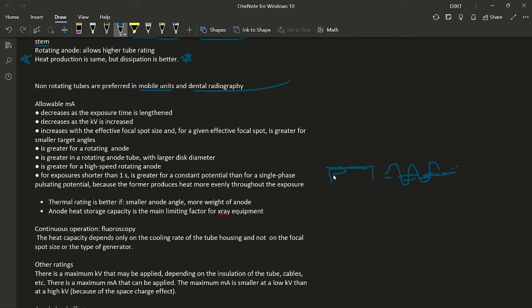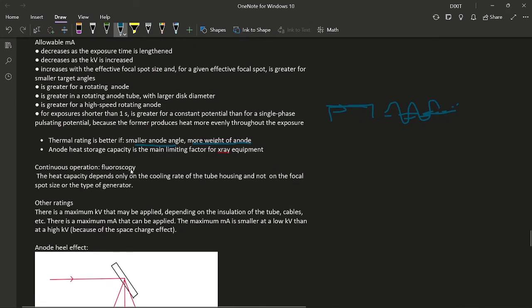The thermal rating is better if a smaller anode angle is used, and it also depends on the weight of the anode. If you are using more material in the anode, then there is more capacity for the anode to store the heat. Anode heat storage capacity is the main limiting factor for X-ray equipment.